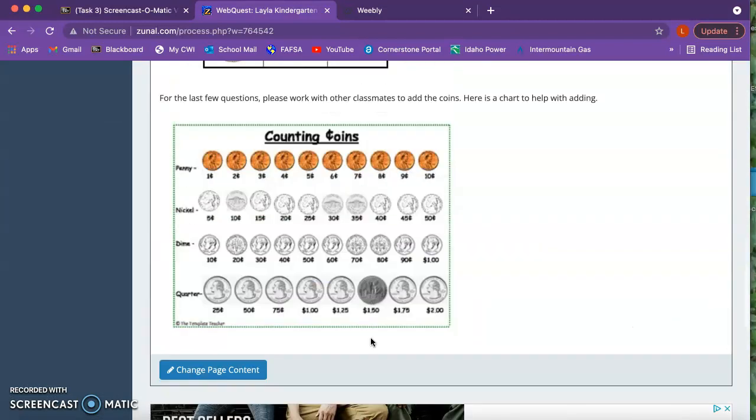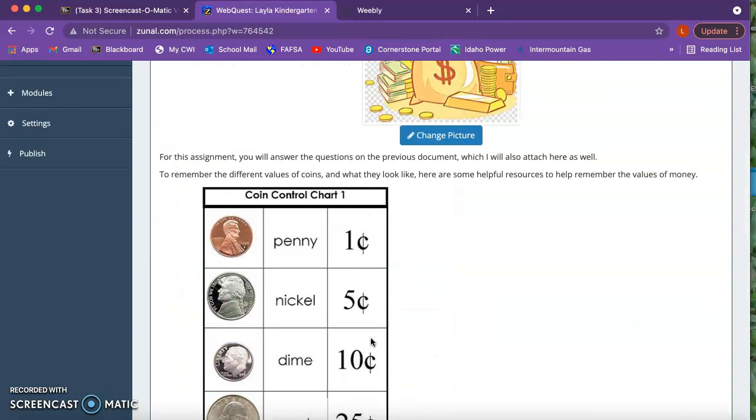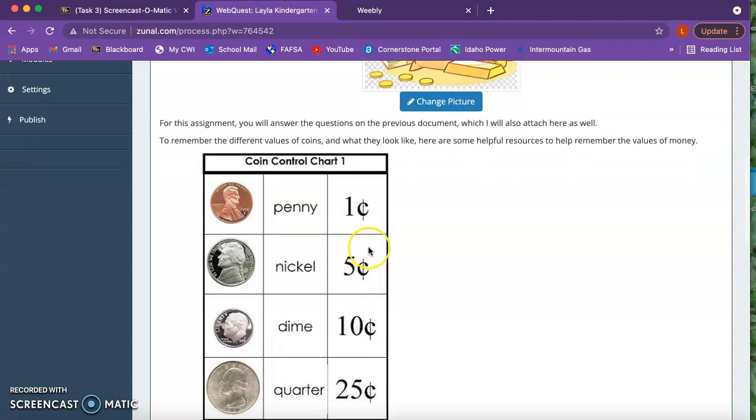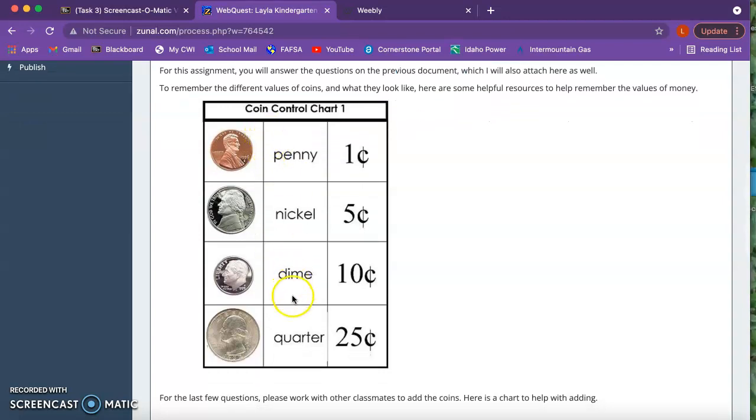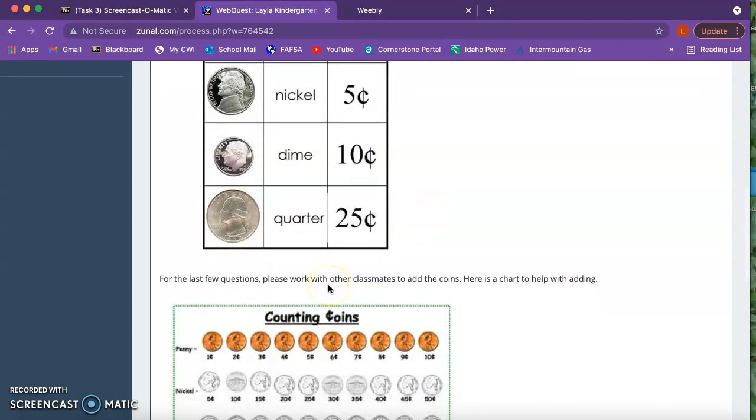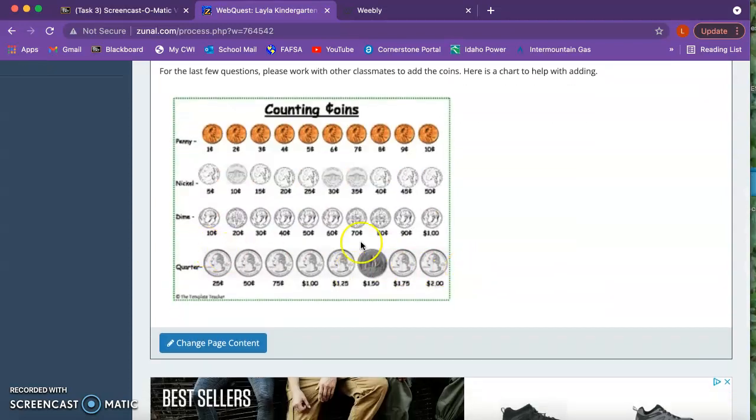So for the process, where the assignment and the resources are, it explains: for this assignment, you will answer the questions on the document that I will also attach here. And this is just a chart to explain to them a penny is 1 cent, a nickel is 5 cents, a dime is 10 cents, a quarter is 25 cents. Another chart shows them what the coins look like when they're added up.